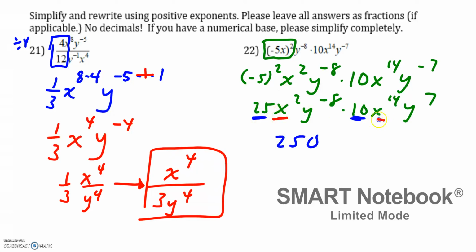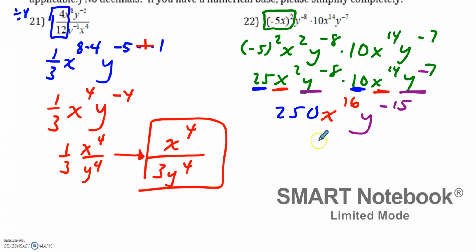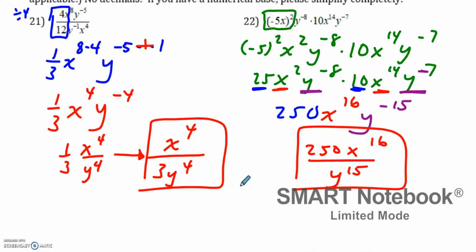When I do have like bases, I add my exponents. So I have x to the 2nd times x to the 14th, so that's x to the 16th power, y to the negative 8th times y to the 7th, or negative 7th, I got to bring down that negative, is y to the negative 15th power. Just like number 21, I need to flip this downwards. So my final answer would be 250 x to the 16th over y to the 15th power. I cannot combine these exponents because the bases are not the same.